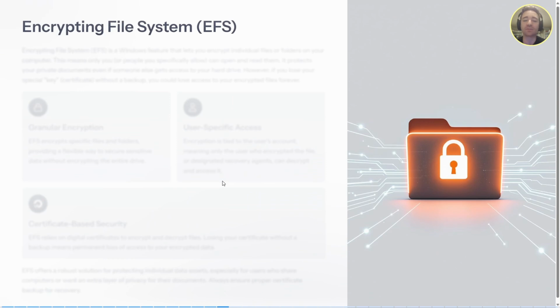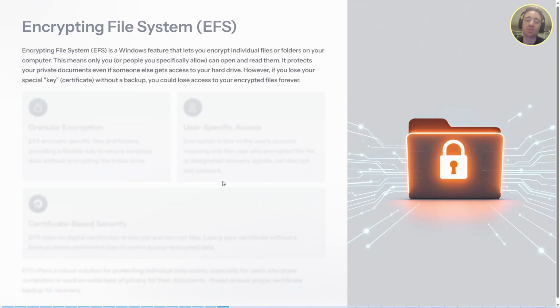And then we've got Encrypting File System, which I said we would talk about. We've talked about it a bit before, but essentially, Encrypting File System is a Windows feature that lets you encrypt individual files or folders. So I want to restate that. You can encrypt individual files or folders with Encrypting File System. Okay, that is what allows you to encrypt individual files or folders on Windows.